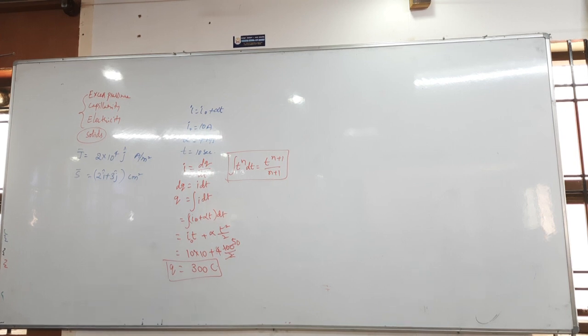What is the rate of charge flow? It is I only, current only. How much? 6 into 10 power 3? 6 amperes is the correct answer. Only 6 is the correct answer. Check the units, sir. Check units properly. 6 amperes is the correct answer there.